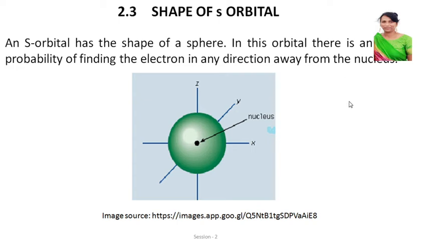So shape of s orbital. So this is s orbital. It is spherical in shape. Okay, it is spherical. It's a sphere shape. In this orbital, there is an equal probability of finding an electron in any direction away from the nucleus. Okay, so this is a nucleus. So you have x, y and z directions. I told you s orbital does not have direction, and hence you can find the electron anywhere around this, in any direction you can find it.